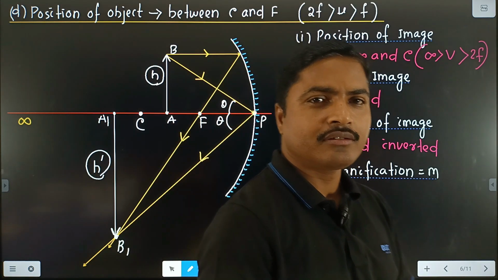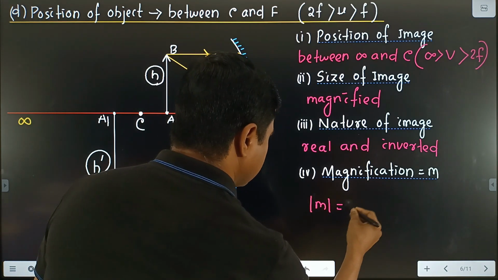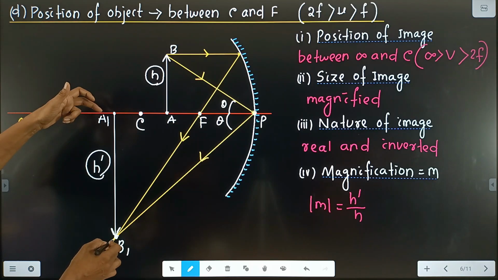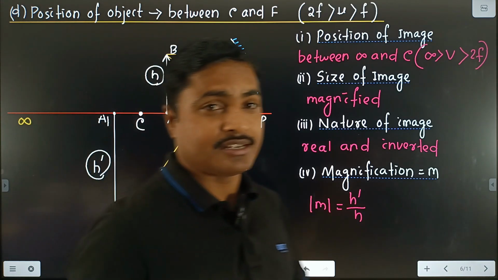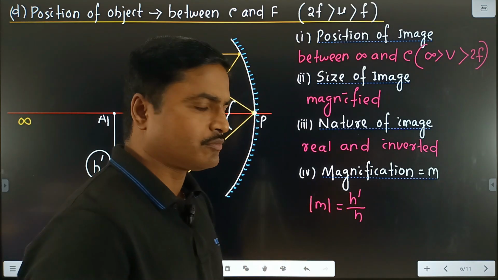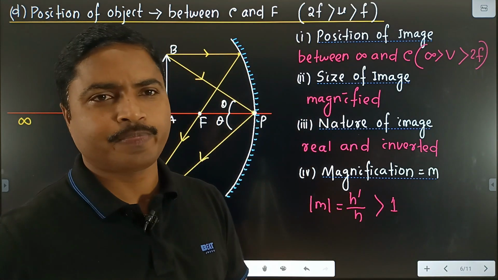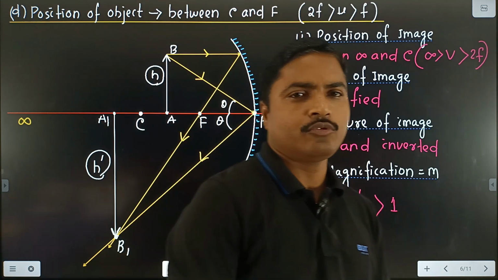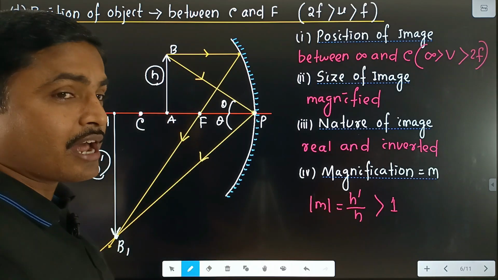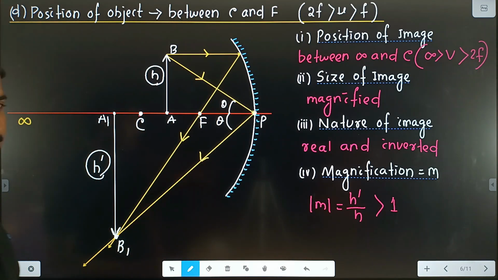And what is the magnification? We write for magnification, magnitude of the magnification, that is H prime divided by H. H prime, the size of the image in this case, is greater. That means a large quantity divided by a small quantity, so magnification is greater than 1. Clear? That means when the object is situated in between the center of curvature and focus, the image is formed beyond the center of curvature.